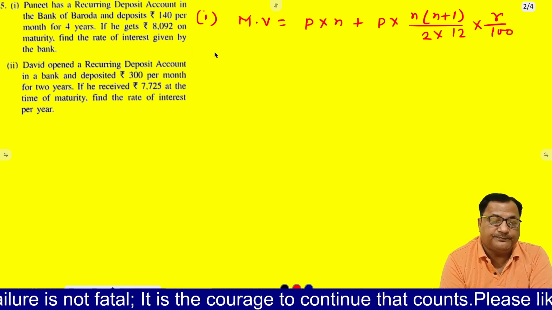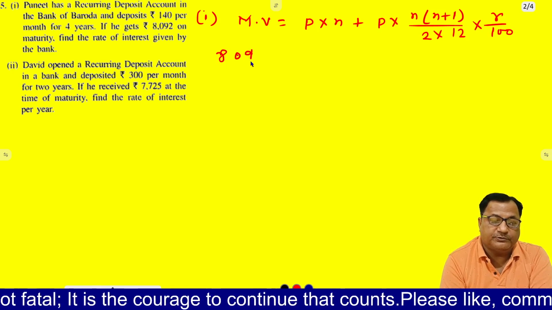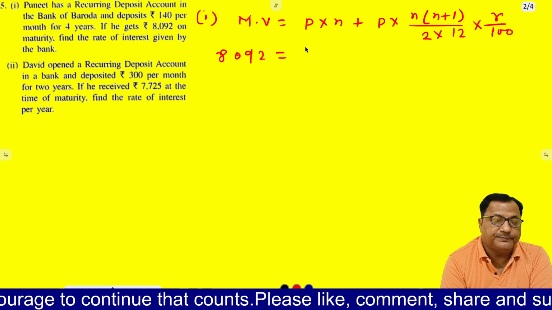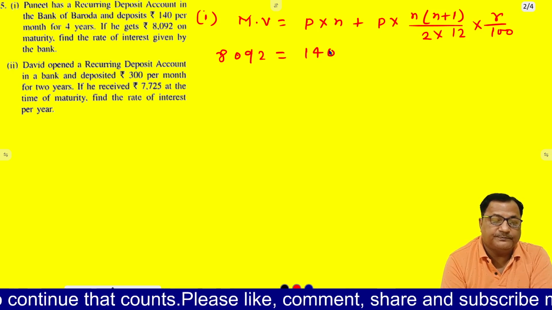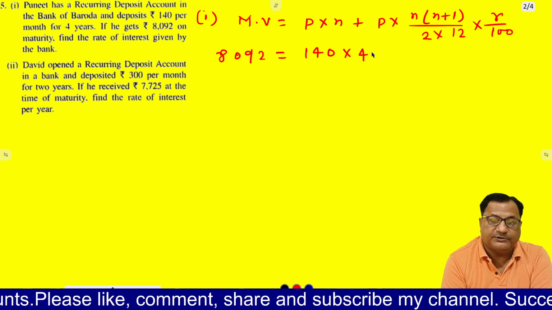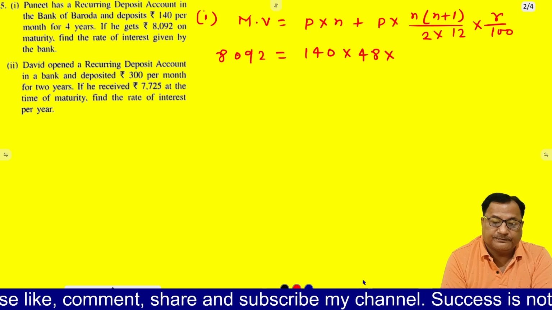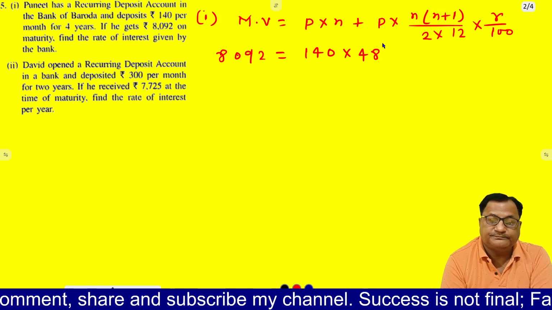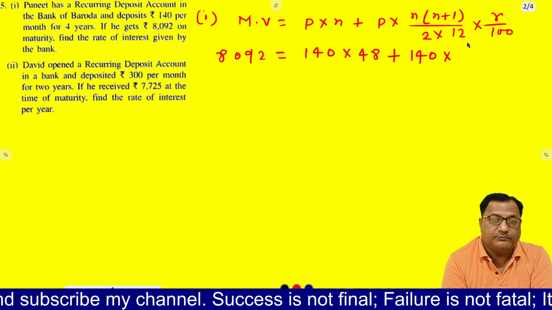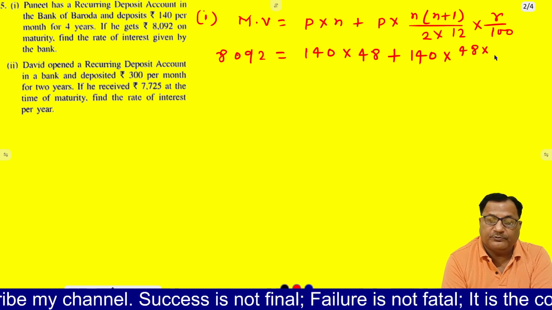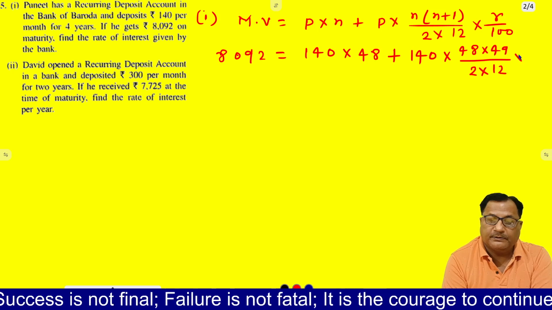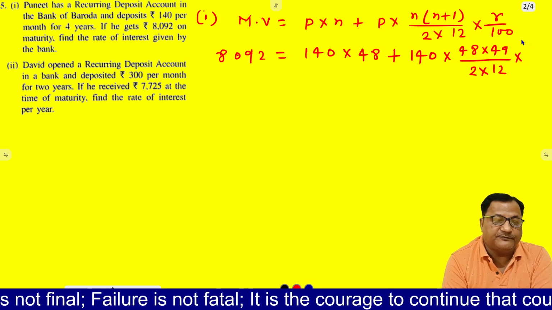Maturity value is given: 8092 equals P. P is 140 into N. N is 4 years, means 48 months, plus 140 into 48 into 49 divided by 2 into 12 into R. We have to find R.